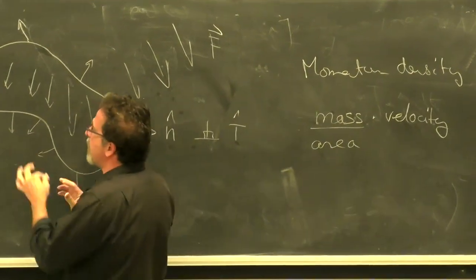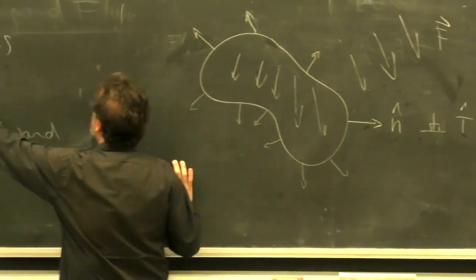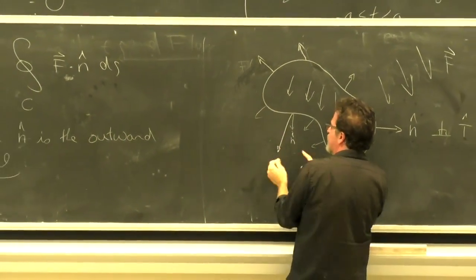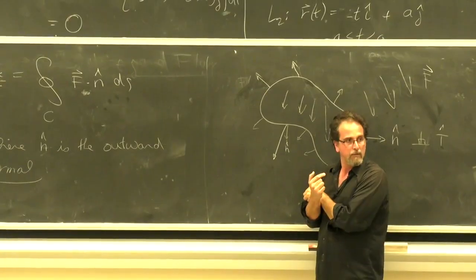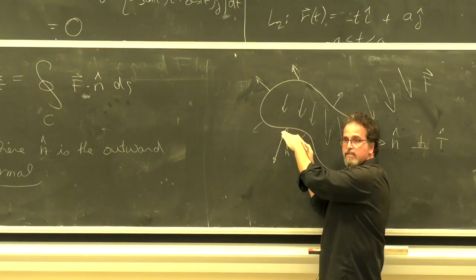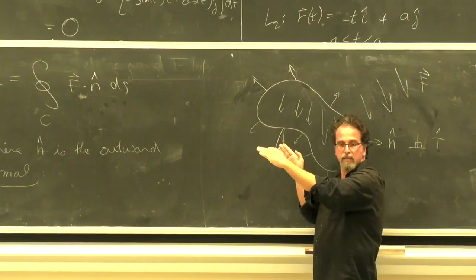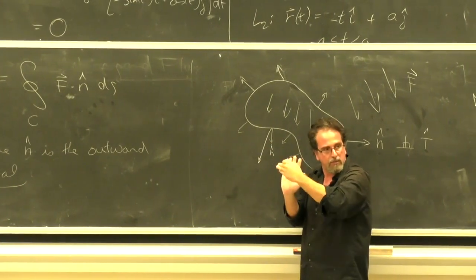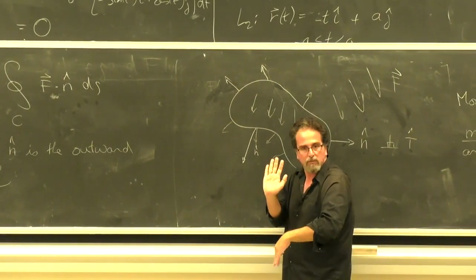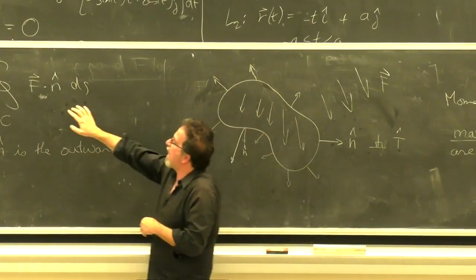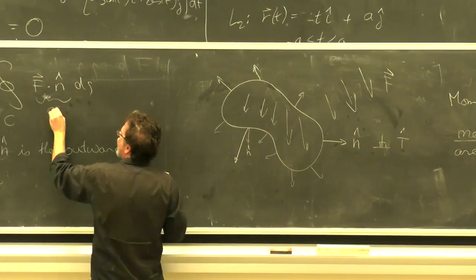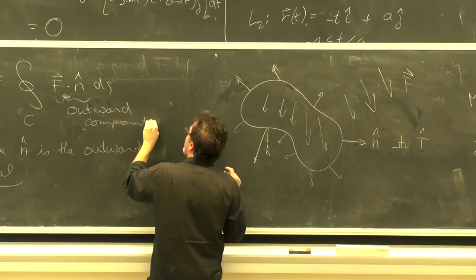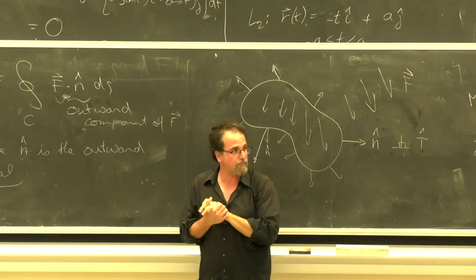First, I want to point out that this integral says take the dot product of the vector field F and n hat at this point. If the dot product is 0, that means the vector field is tangent to the domain. If the dot product is maximal, that means the vector field is perpendicular to the domain. It's pointing out. So this measures the outward component of F. This measures how much of it is pointing out.